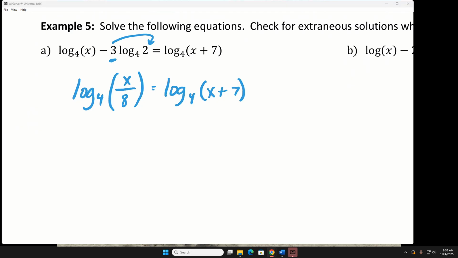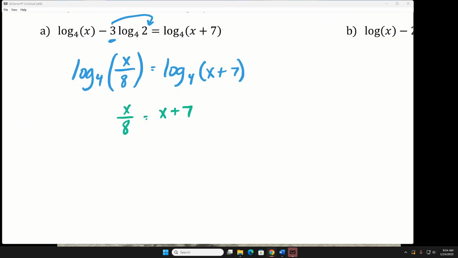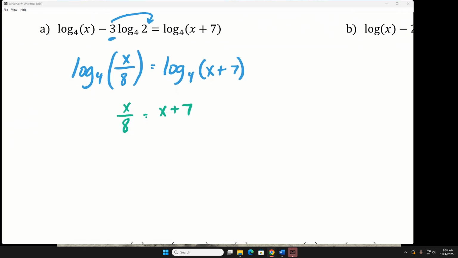All right, so I'm going to drop off the logs because I have a log on each side. All right, what would you guys do to solve? Multiply by 8. Good job.